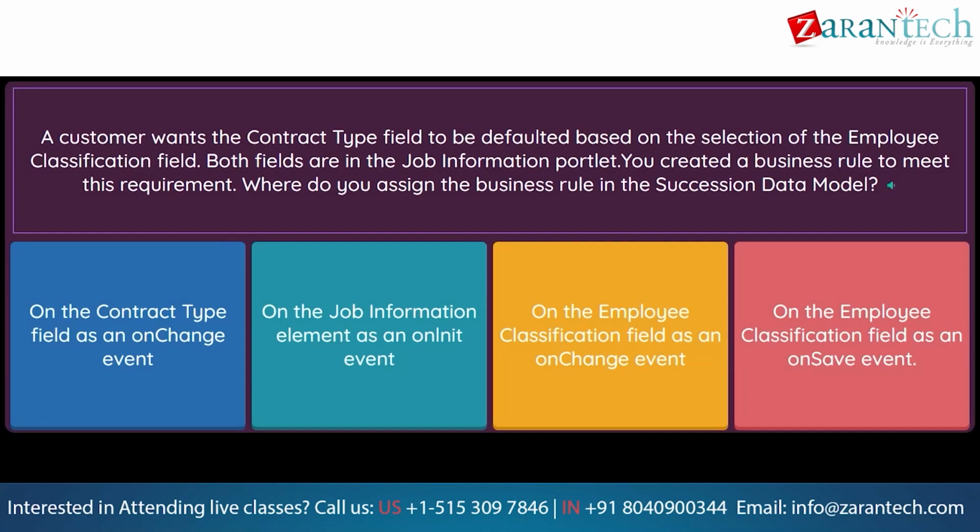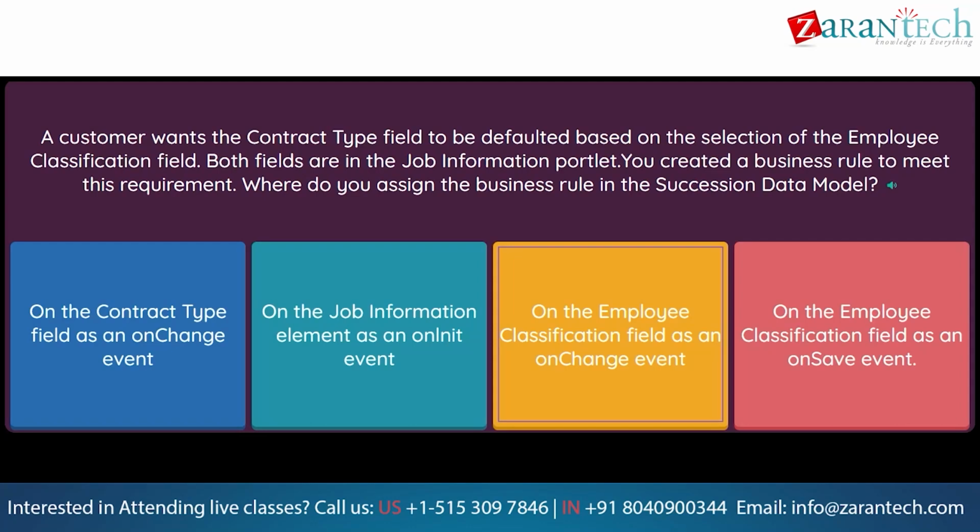Question: a customer wants the contract type field to be defaulted based on the selection of the employee classification field. Both fields are in the job information portlet. You created a business rule to meet this requirement. Where do you assign the business rule in the succession data model? Option 1, on the contract type field as an on-change event. Option 2, on the job information element as an on-init event. Option 3, on the employee classification field as an on-change event. Option 4, on the employee classification field as an on-save event.